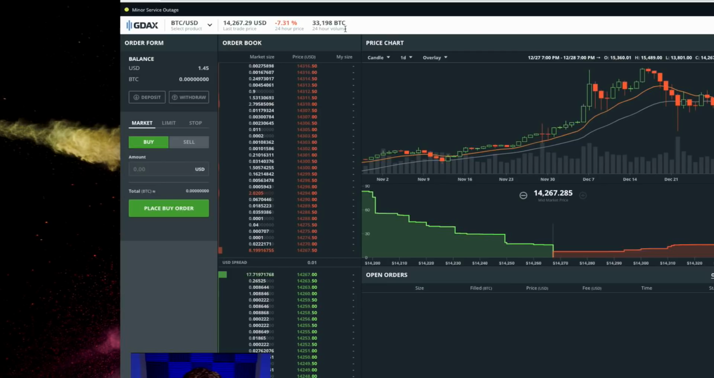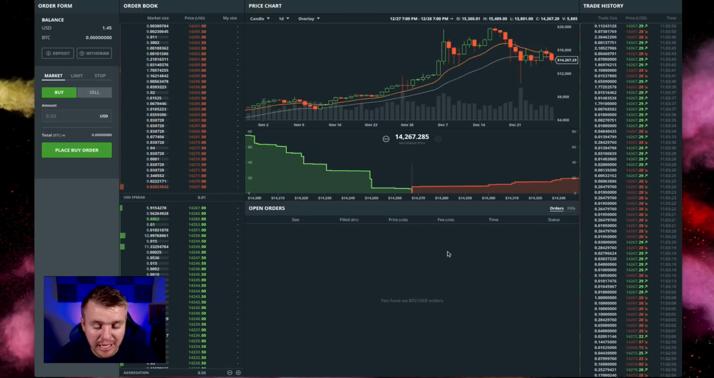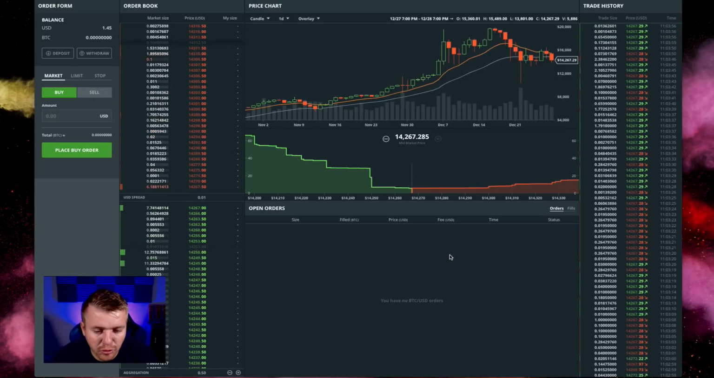You're going to see the volume up here. This is how many Bitcoin have been traded in the last 24 hours. It's also going to show the last 24-hour price range. So we're down 7.31%. It's going to show the last trade price there. So that's all the information I've got on GDAX. Nothing too crazy. Really, overall, in general, it's simple.